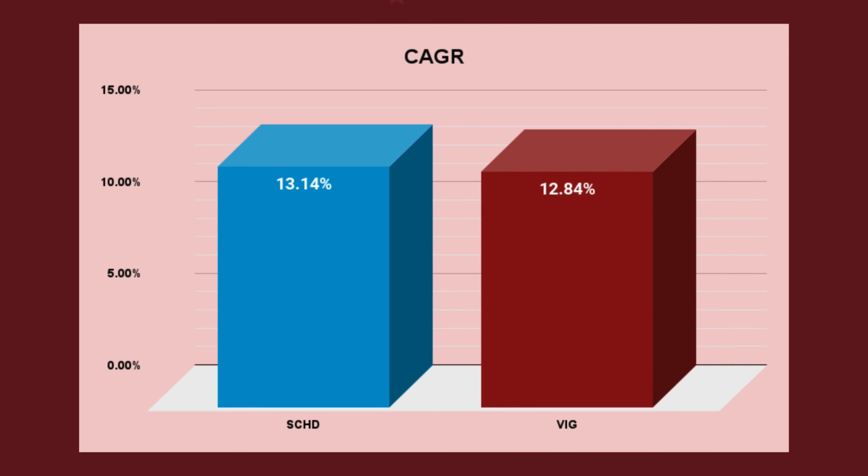Now, taking a look at the compound annual growth rate, we see SCHD leading with a 13.14% growth rate, while VIG is just slightly lower at 12.84%. Both ETFs have performed remarkably well, with SCHD offering a touch more in terms of overall growth.